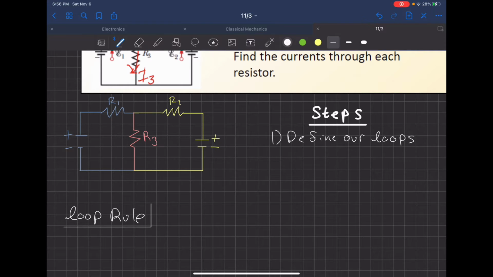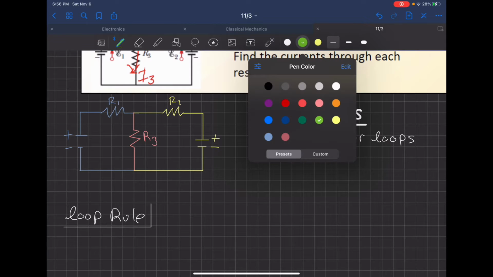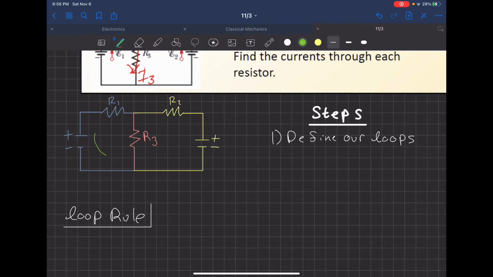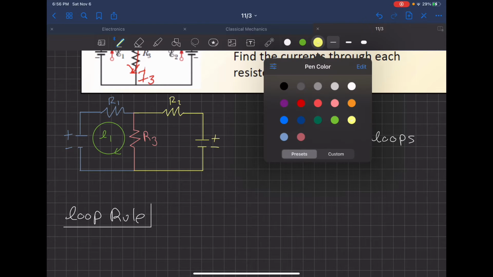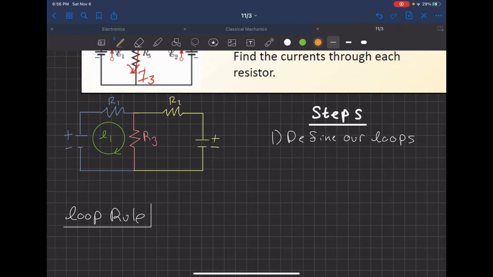So step 2, I guess we haven't written down our loops yet. I'm going to call this loop 1, and we're going to have him go in this direction. And I'm going to call this one loop 2.